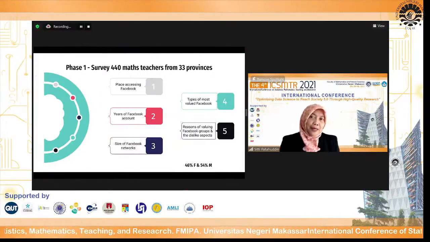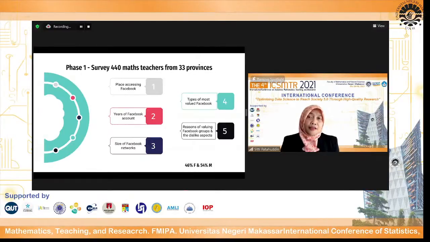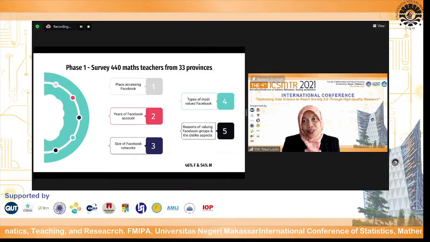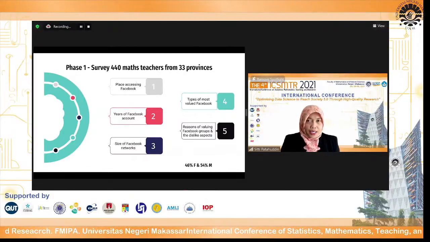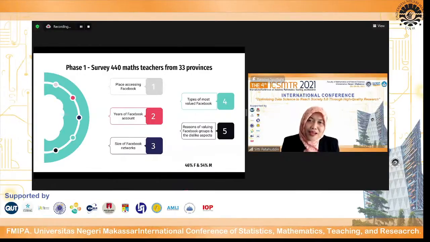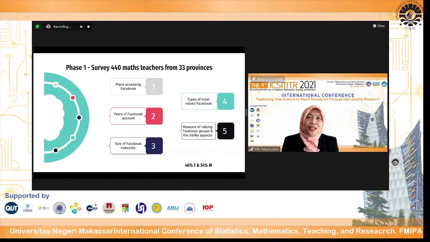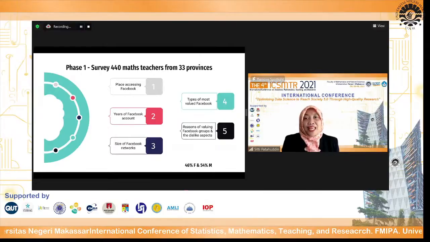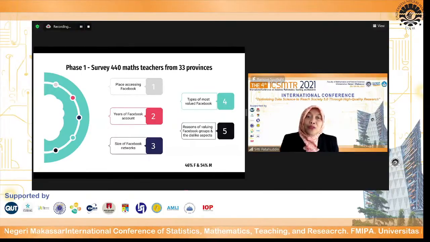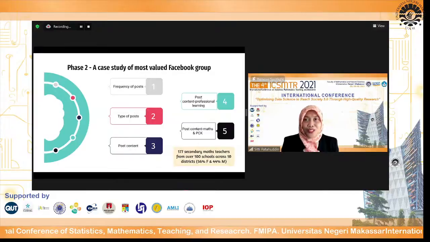Nah, pada fase pertama, we investigated the Facebook socio-demographic user differences between female and male mathematics teachers. Jadi intinya kami menginvestigasi itu di mana sih mereka mengakses Facebook, berapa lama mengaksesnya, berapa banyak teman yang mereka miliki, berapa banyak grup yang mereka ikuti, Facebook grup favorit yang di bidang education itu apa, alasannya mengapa memfavoritkan Facebook itu, dan apa yang mereka tidak suka, kita explore itu.